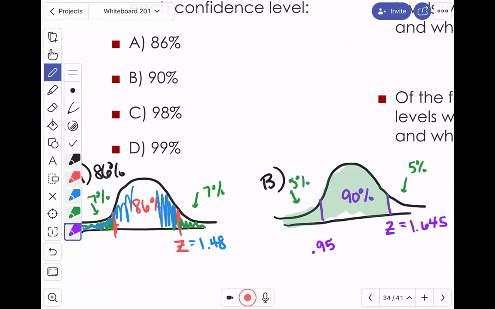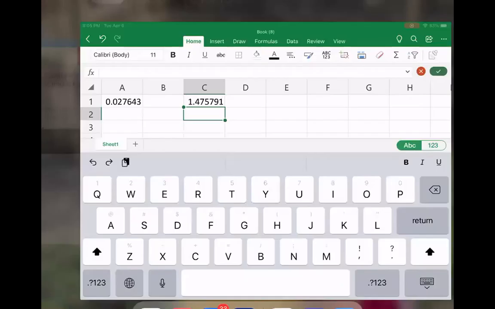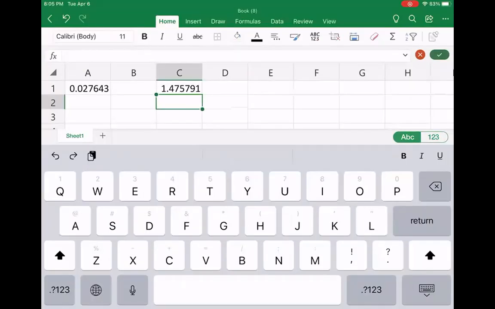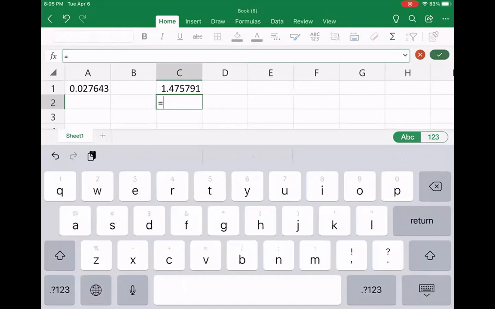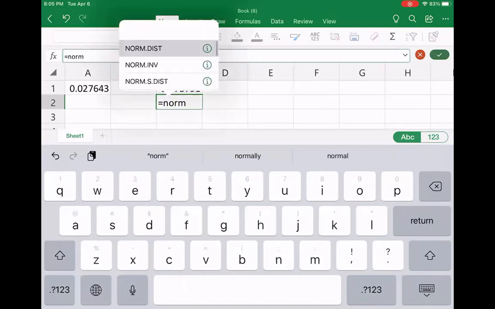Or if you go to Excel again, in Excel, equals norm.I, it did not like that.